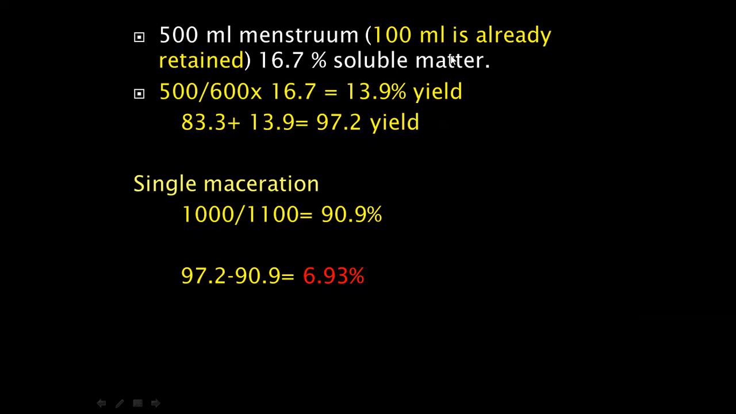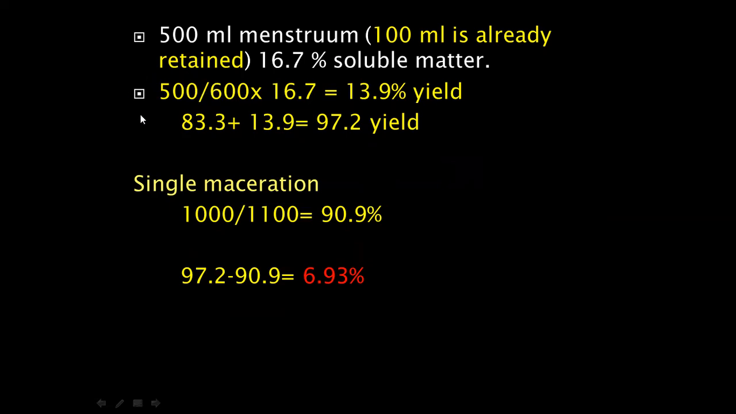After a period of 24 hours or 12 hours, I go for collecting the liquid. By then I can get back 500 ml, because 100 ml will be retained by the drug. Here you have to be a bit careful. What is this 600 ml? I am pouring only 500 ml, but the 100 ml of menstruum which was retained by the drug during the first maceration is 100 ml. So 500 plus 100, that is the 600 ml.